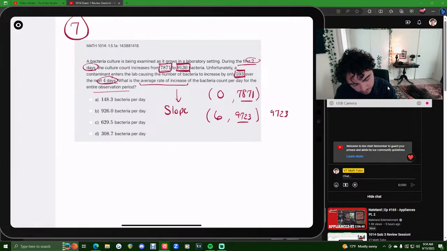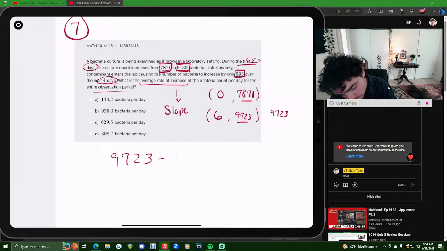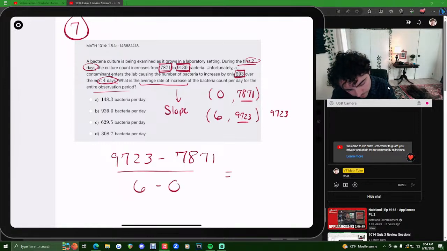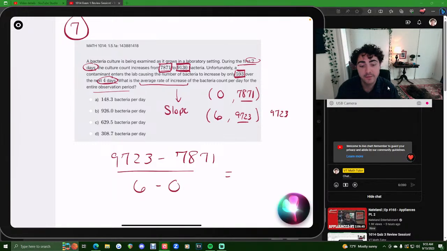All right, very good. So now that we have two ordered pairs, again, we're finding the slope. So we find the slope by doing y2 minus y1 over x2 minus x1. 9,723 minus 7871.